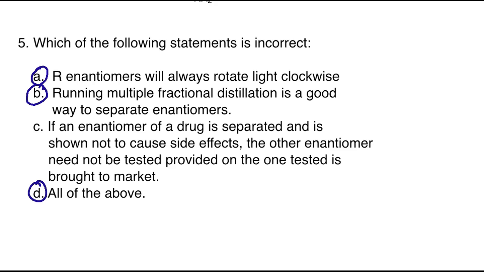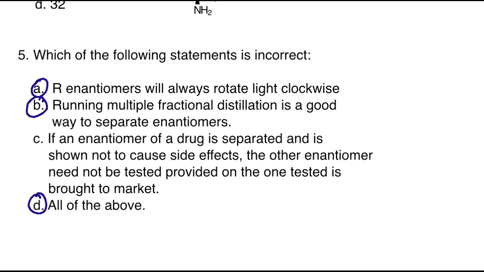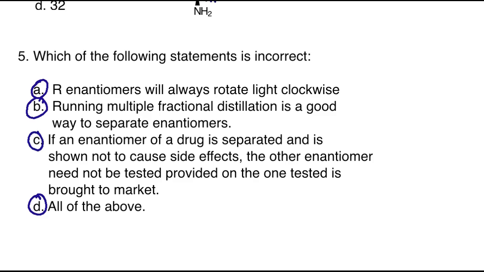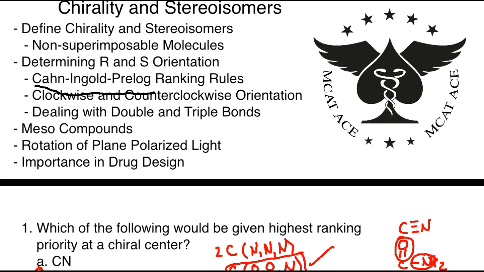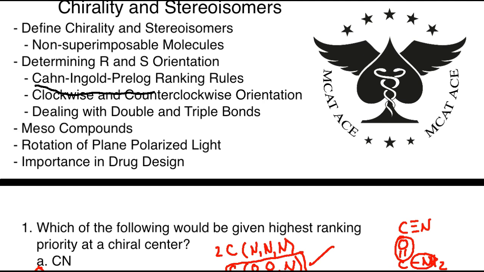If an enantiomer of a drug is separated and is shown not to cause side effects, the other enantiomer need not be tested, provided the one that is tested is the one that's brought to market. Well, in that case, that would also be false. And that's because when we discussed the importance of drug design, we said that you could have racemic mixtures that, once you isolate one, can racemize and go back into a 50-50 mix depending on the conditions in the body.